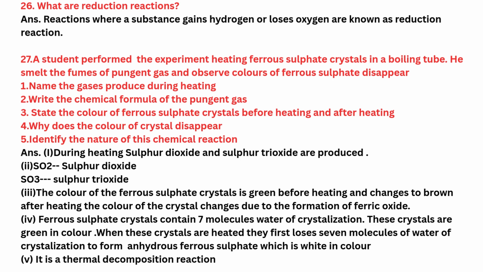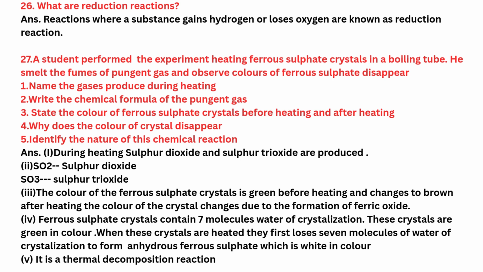Question number 27. A student performed the experiment heating ferrous sulfate crystals in a boiling tube. He smelled the fumes of a pungent gas and observed the color of ferrous sulfate disappear. Name the gas produced during heating. Write the chemical formula of the pungent gas. State the color of ferrous sulfate crystals before heating and after heating. Why does the color of the crystal disappear? And identify the nature of this chemical reaction. This is a 5-mark question. Answer: during heating, sulfur dioxide and sulfur trioxide are produced.